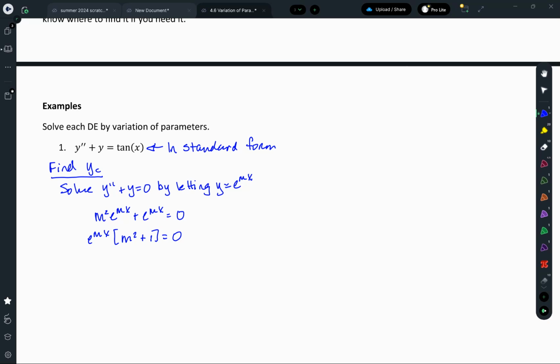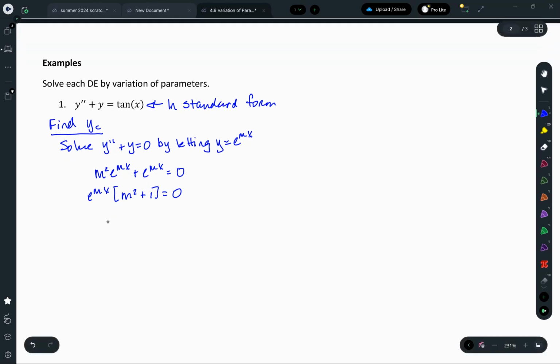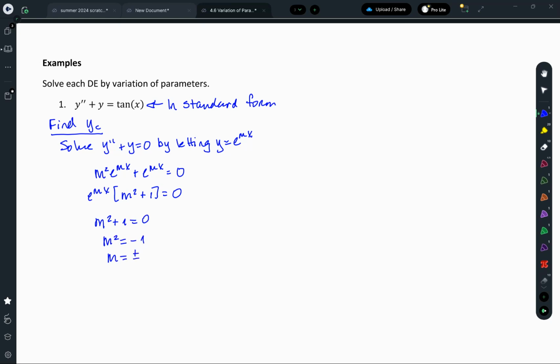M squared plus 1 does not factor at all. The e to the mx is not equal to 0 ever. And so I'm simply solving m squared plus 1 equals 0, which means m squared is negative 1. And that means I get plus or minus i for my solutions.